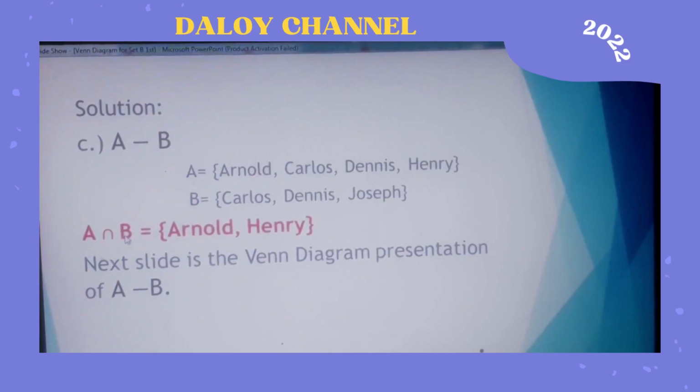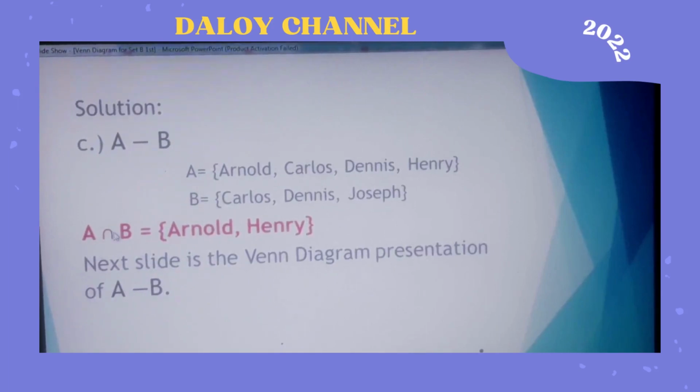In finding the difference, observe whatever is in A, not in B, that should be the difference. So by comparing B from A, Carlos is common, Dennis is common, Joseph is not. But in this case, since A is considered as a minuend, we will consider the names or the elements not included in the common elements. And these are the names of Henry and Carlos.